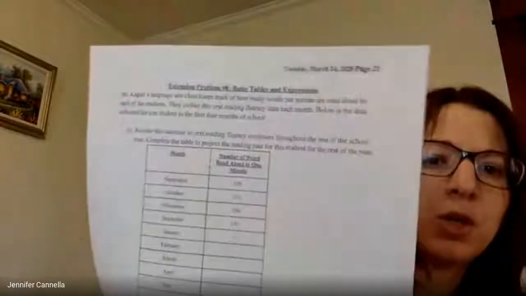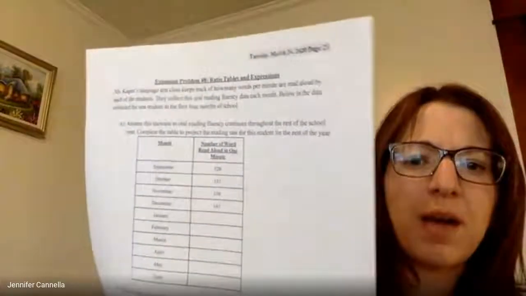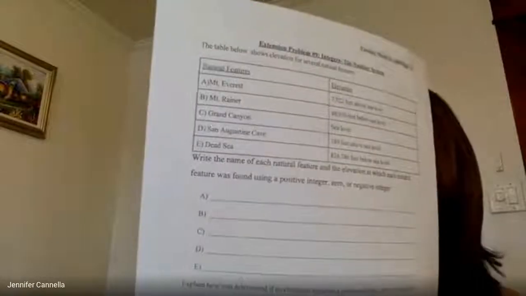Page 21 is you're going to do that. That's a pattern question. You can figure that one out. That's pretty easy. Let's look at this question. This one we're going to do now.